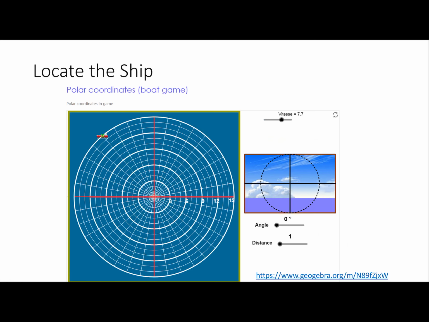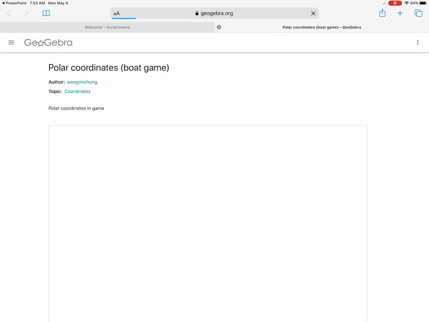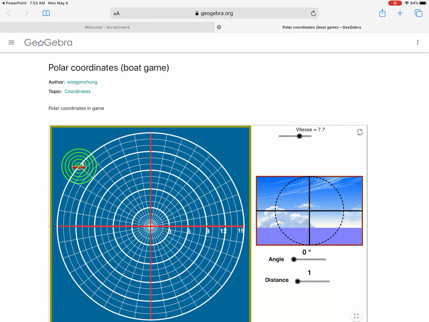Coordinate system. So first we're going to play a game called the boat game. We're going to play this polar coordinate boat game and ask ourselves, okay, if there is a ship that is sending a distress signal and we need to locate it on our radar, where would this ship happen to be?